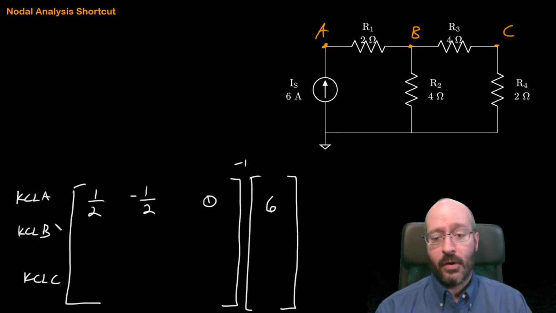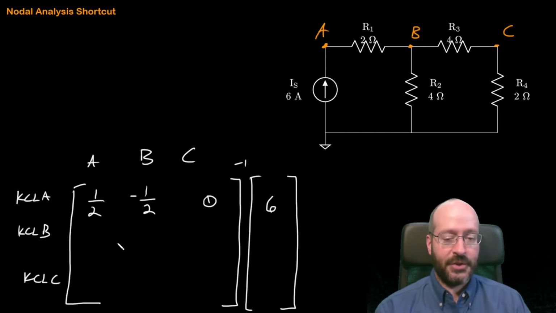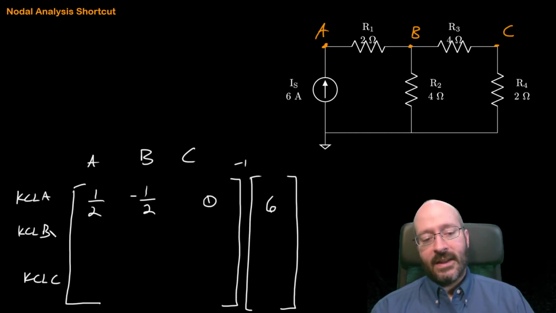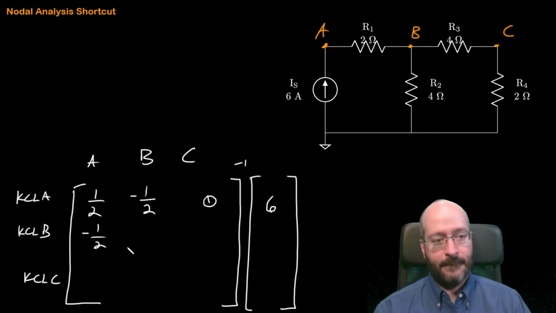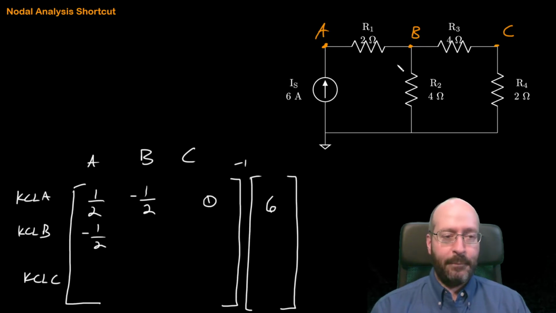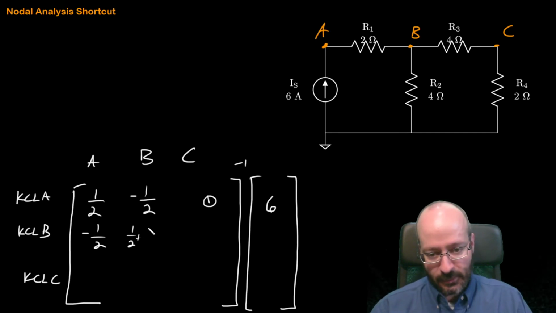Okay, let's do it for the B node. We're going to write a KCL for B, but we're going to start in the A column. These correspond to the order of the unknowns that are going to pop out of this calculation. What's connected to B that's also connected to A? It's this 2 ohm again, so it's going to be negative 1/2. What's connected to B? We've got the 2, the 4, and the 4, so this one's going to be 1/2 plus 1/4 plus 1/4.